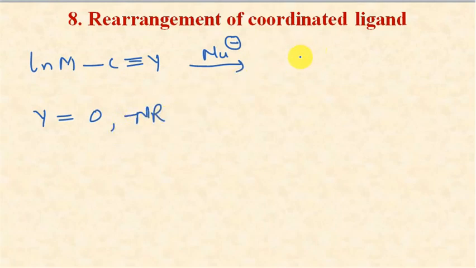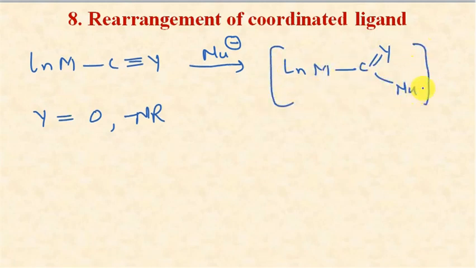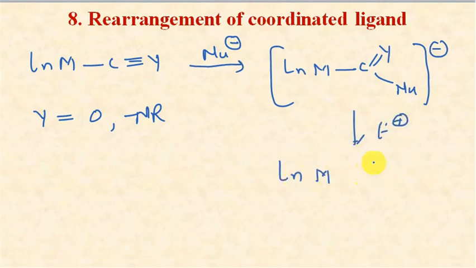So what will we get now? We will get LnM C double bond Y, with the nucleophile attacking at this carbon atom. Because there is attack of nucleophile, the charge is now negative. And when some electrophile attacks from outside, we will get LnM double bond C Y negative and E positive, and this is the nucleophile.